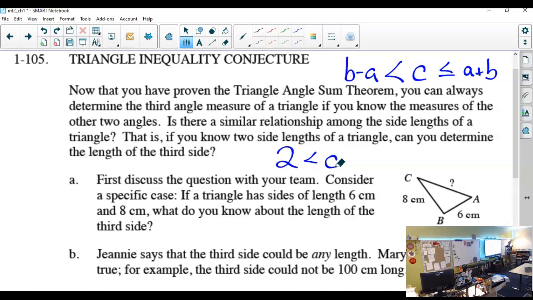But then what we're saying is we're hypothesizing this. So we said this has to be bigger than 2. But then at the same time, we're also saying it has to be smaller than, well, in this case, A plus B, 14. So would 13.9 be acceptable? Yeah. Would 14.1? No. Breaks the triangle. Triangle inequality theorem. Questions?